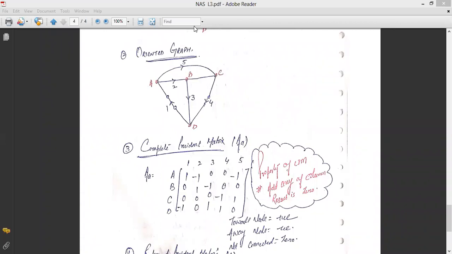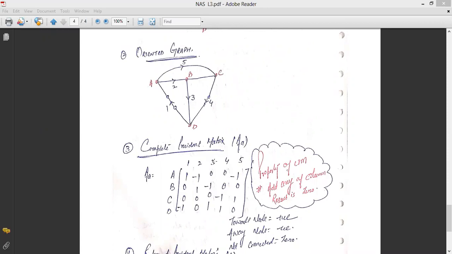You can see branch number 4, the arrow is towards D or C? Sir, D. So that means D will be positive, C will be negative. You can see in the fourth column, C is negative and D is positive. This is called the complete incident matrix.